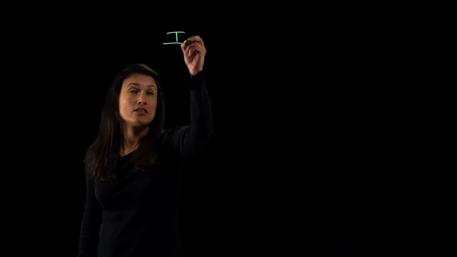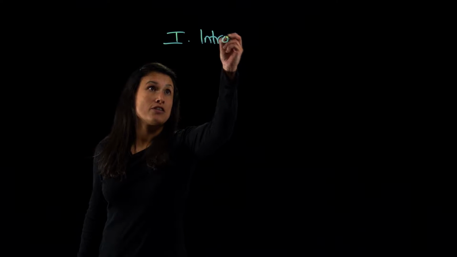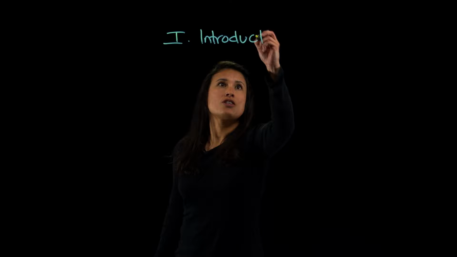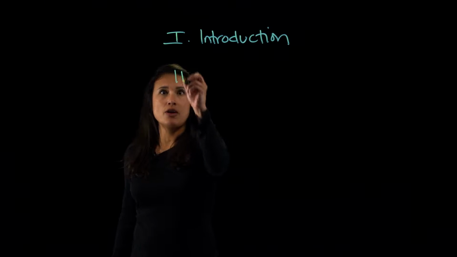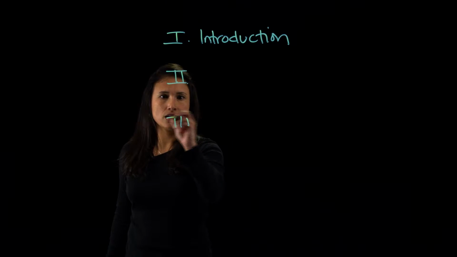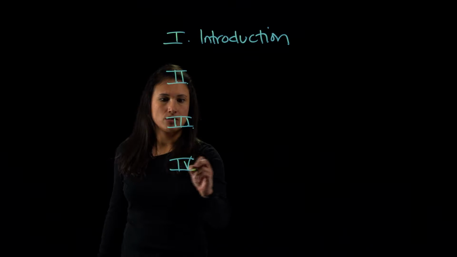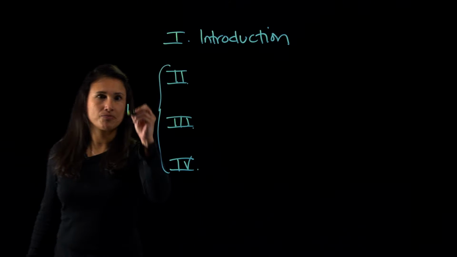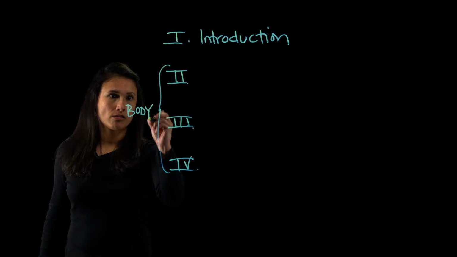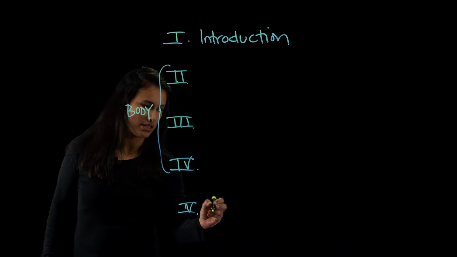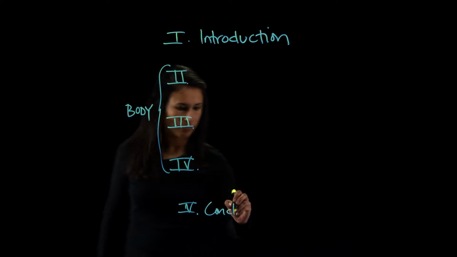I recommend sticking to a 5-paragraph essay. I think that's best, so that you have a paragraph for introduction, 3 paragraphs for your body, and a final paragraph for your conclusion. It would look like this. First paragraph is your introduction. Paragraph 2, 3, and 4 are your body paragraphs. And paragraph 5 is your conclusion.